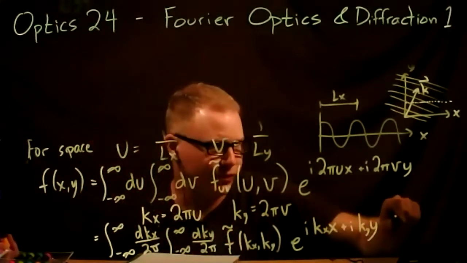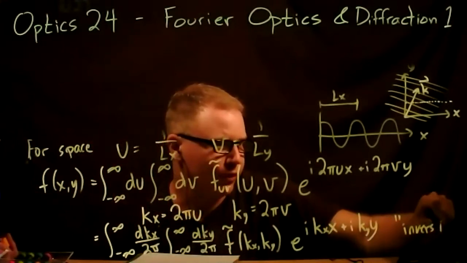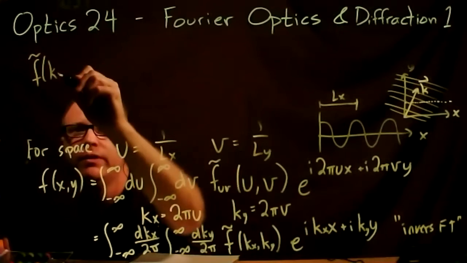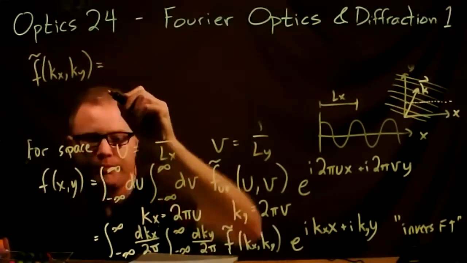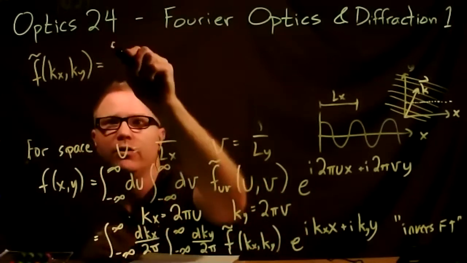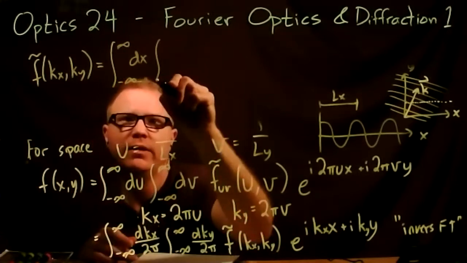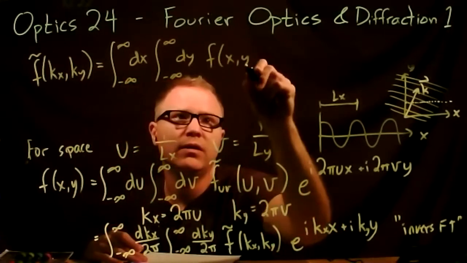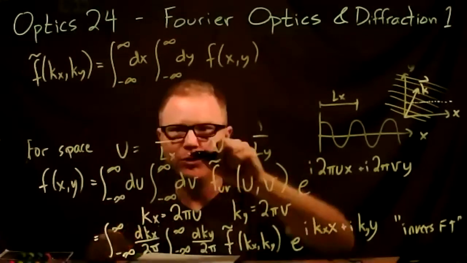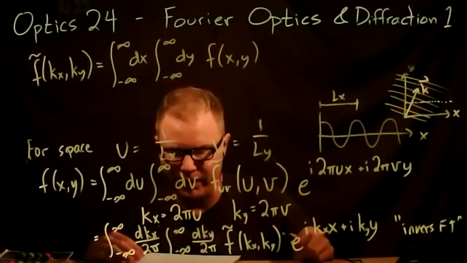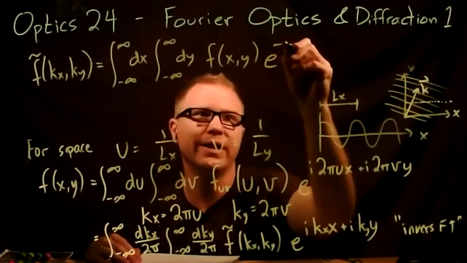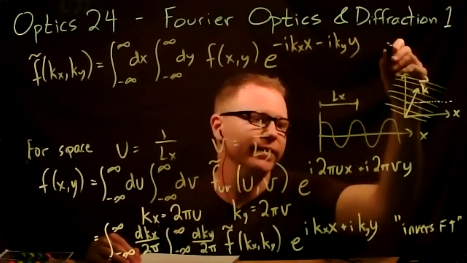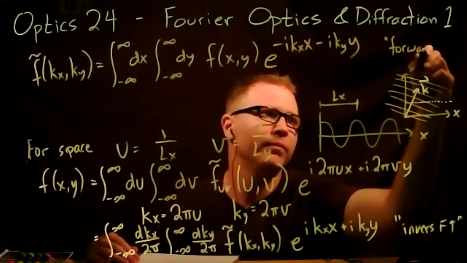So let me take all of that in words and write it in an equation here. This is the inverse Fourier transform. And the forward Fourier transform would be if I wanted to find f tilde of kx and ky, and I had f of x and y. For that, there's an integral over all of x, an integral over all of y, and I take my function and inner product it with the complex conjugate version of the basis function, e to the minus i kx x minus i ky y. This is the forward Fourier transform.